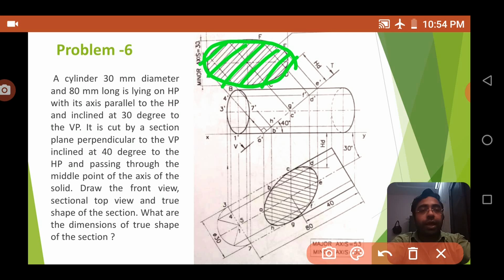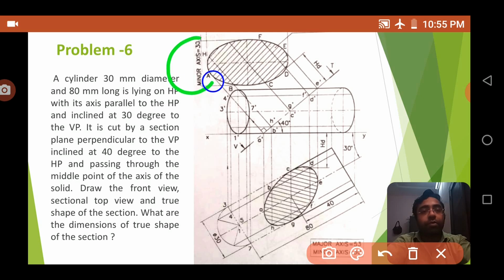As you know, hatching is at 2 to 3 mm distance, and it is actually 45 degrees or something, so in the horizontal you turn it at 45 degrees. Now you have got the true shape, and you can also measure the major axis and minor axis distances, and you can put them in here.